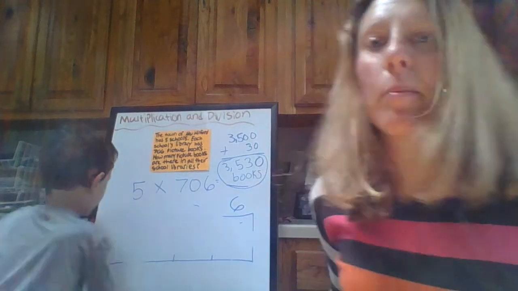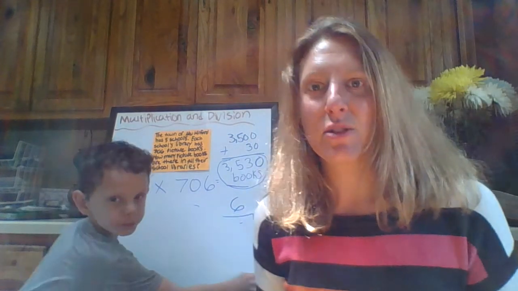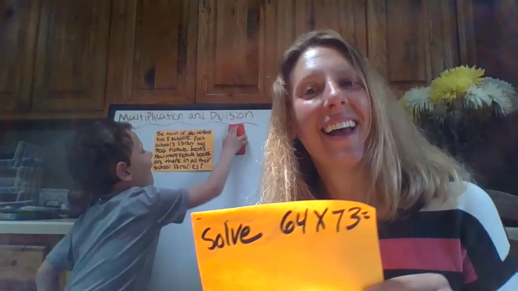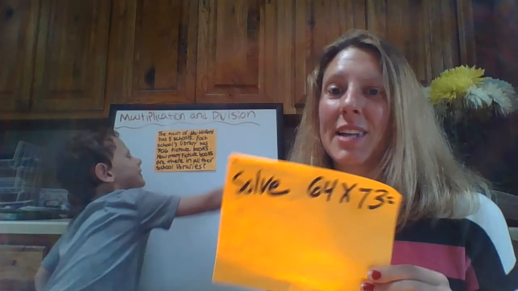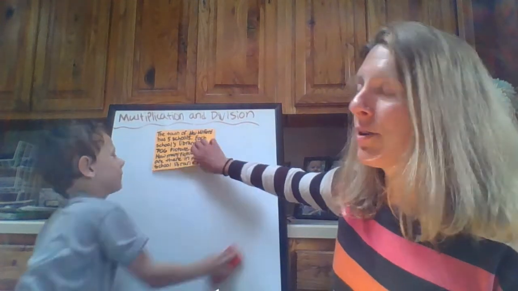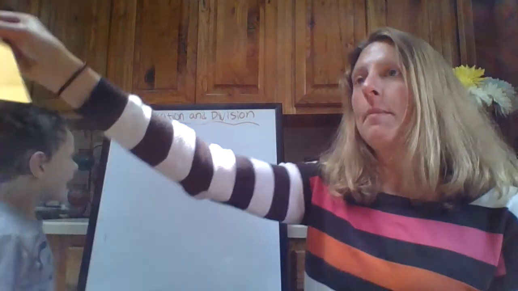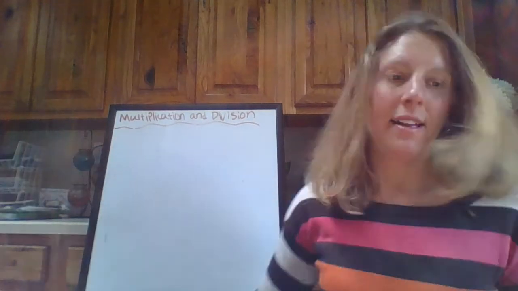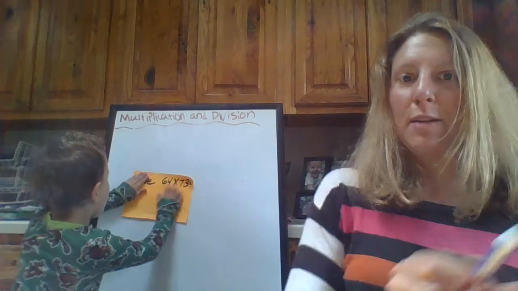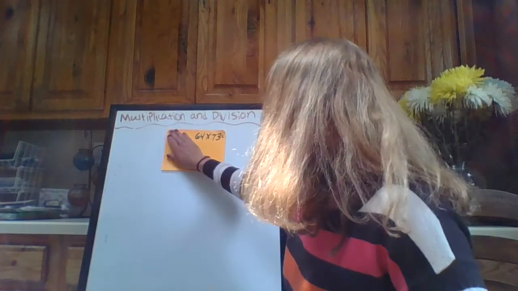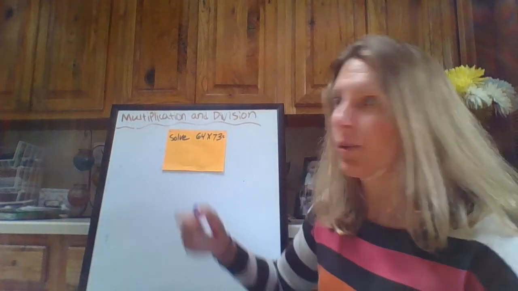Okay, so I'm going to have my helper now erase the board, and then I will read you our last problem from our multiplication and division wrap-up yesterday. In this problem, we just have to solve 64 times 73 using the area model. Thank you, Matthew. Maddox, you can put this up. Okay, right here.